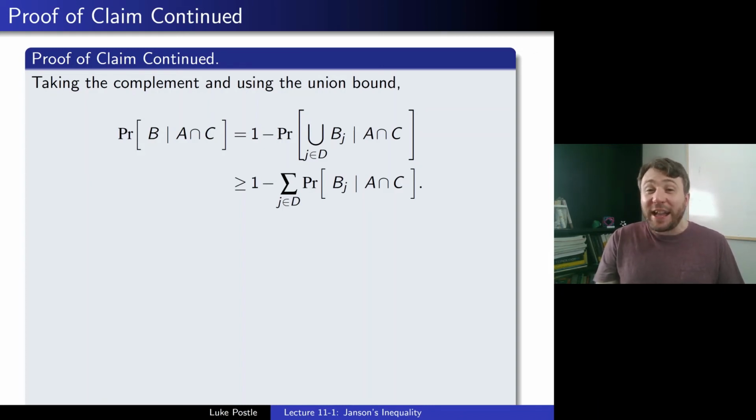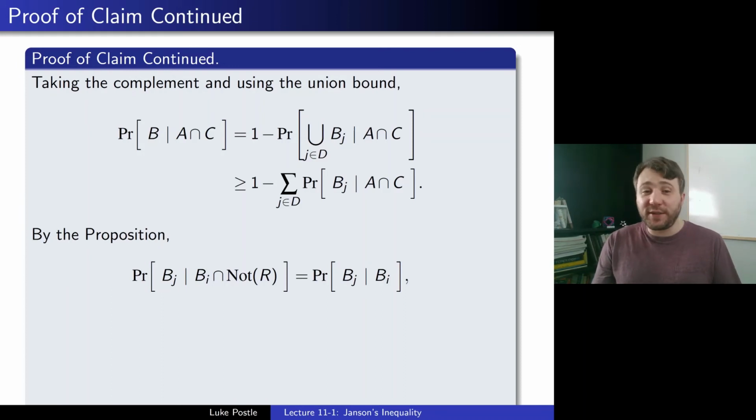So we have that, and now that's where you can apply the union bound, right? The union bound tells us that the negative term there, the inner term, is smaller than the sum of those probabilities. So this would actually be greater than or equal to 1 minus the sum over J in D of the probability of BJ given A intersect C. Okay, so what good is that?